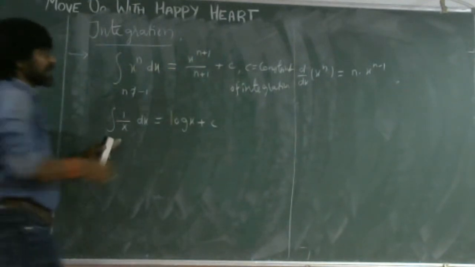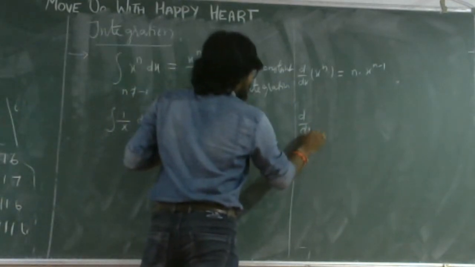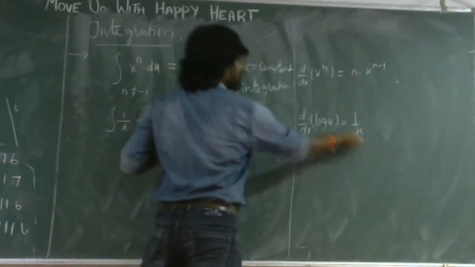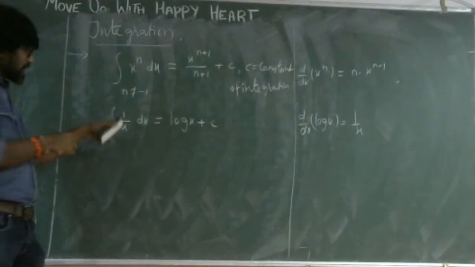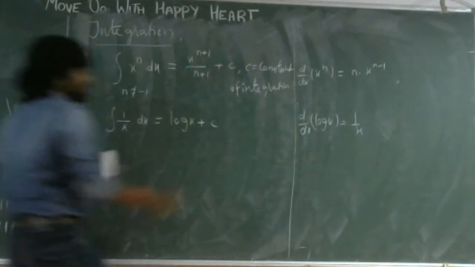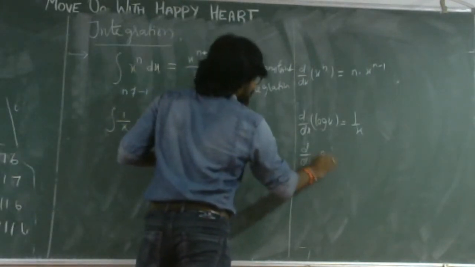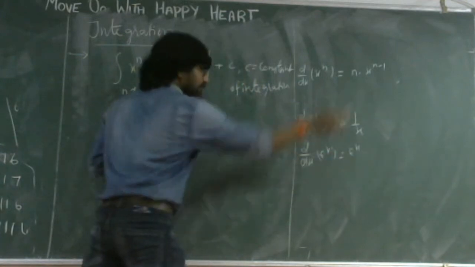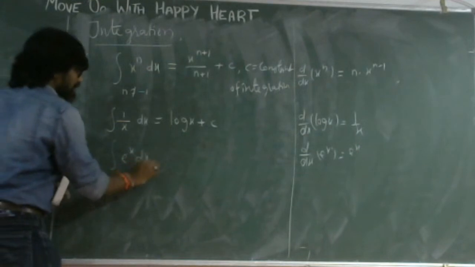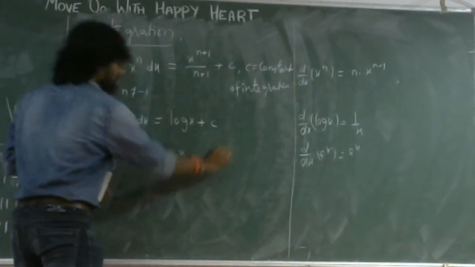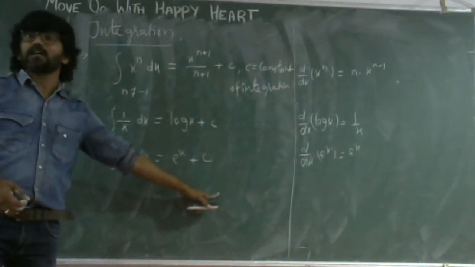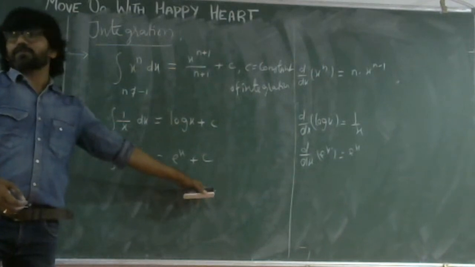Similarly, what is d by dx of log x? 1 by x. So the integration of 1 by x is log x. Reverse. Got it? Similarly, the differentiation of e power x is e power x only. If you integrate that, we get the same function. That means the integral of e power x dx is equal to e power x plus c. For every integral we get plus c. We call this the integration constant, the constant of integration.